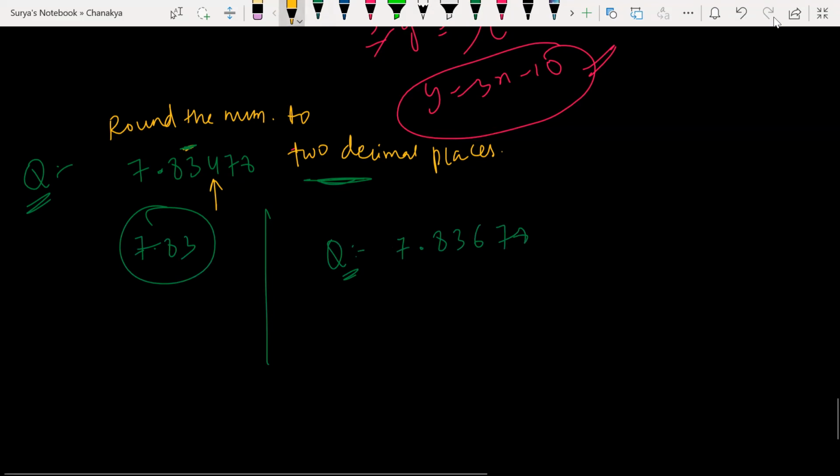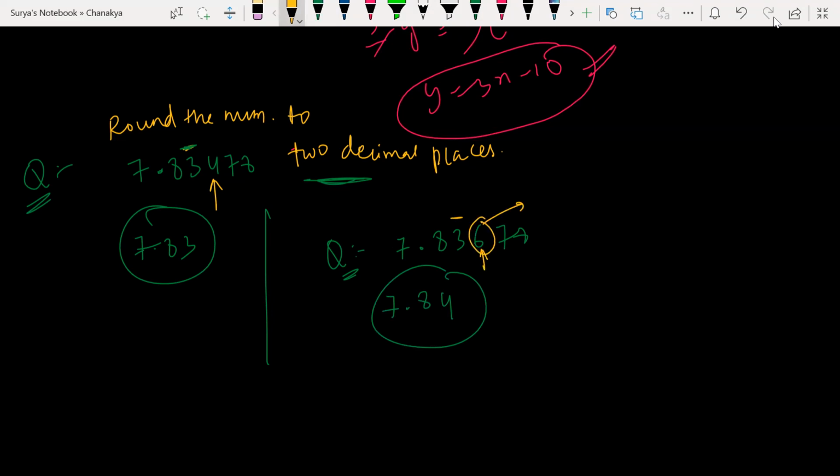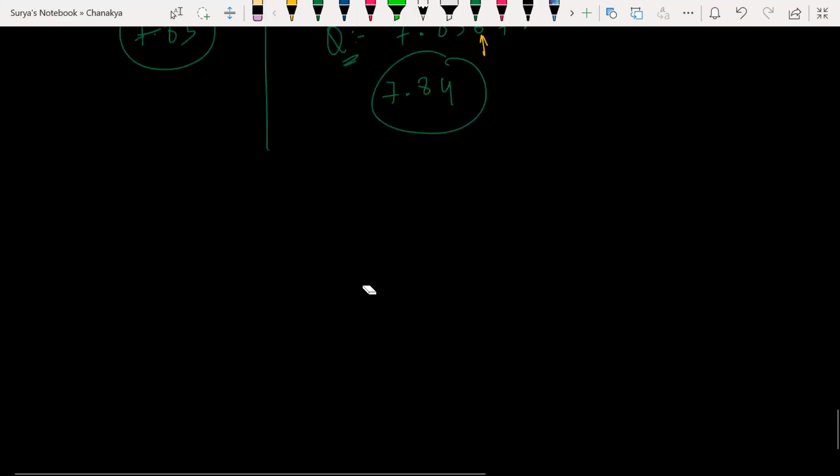In case you have a question like this, 7.83 with the next digit 6, same question, round the number to 2 decimal places. What would your answer be? 7.84. Very good. Why? Because after 3 comes 6, which is greater than 5, so I need to add 1 here. If my next number is less than 5, I remain with the same. Is that clear? Yes, sir.